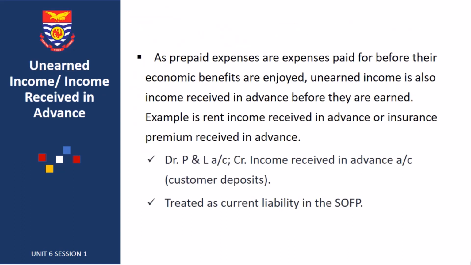Let's now turn our attention to unearned income or income received in advance. As prepaid expenses are expenses paid for before their economic benefits are enjoyed, unearned income is also income received in advance before it is earned. Examples are rent income received in advance or insurance premiums received in advance. When this happens, we debit the profit or loss account and credit the income received in advance account. We treat the income received in advance as a current liability in the statement of financial position.